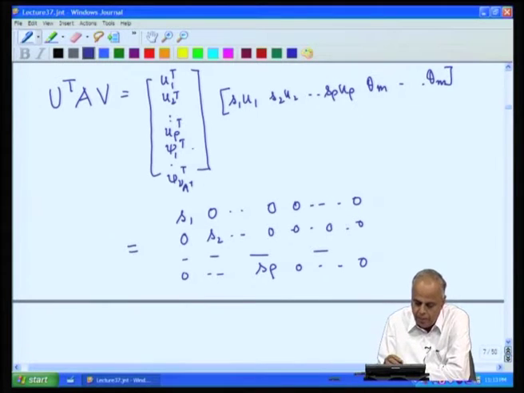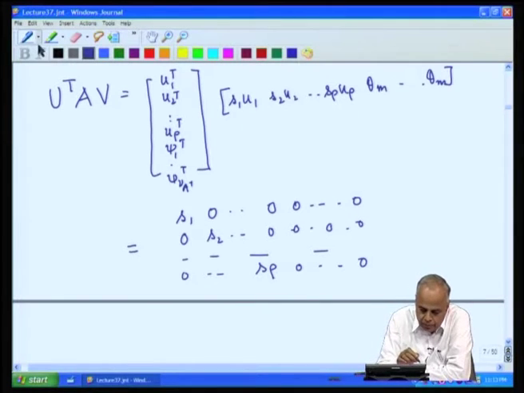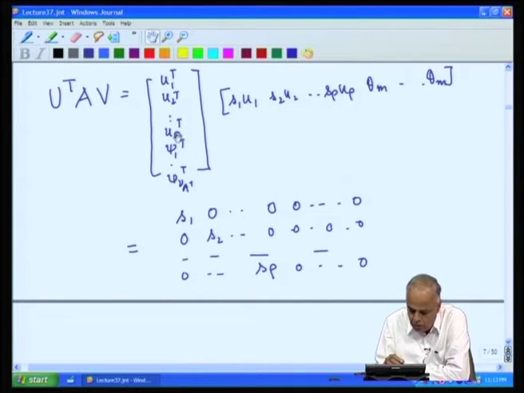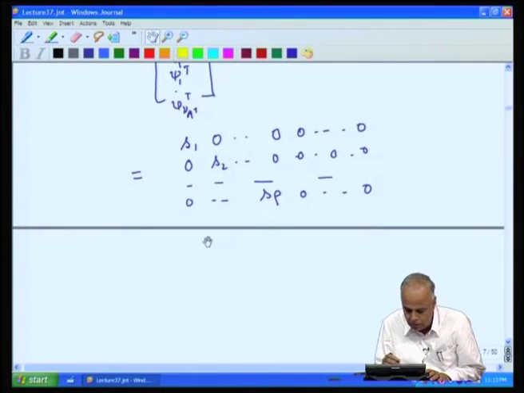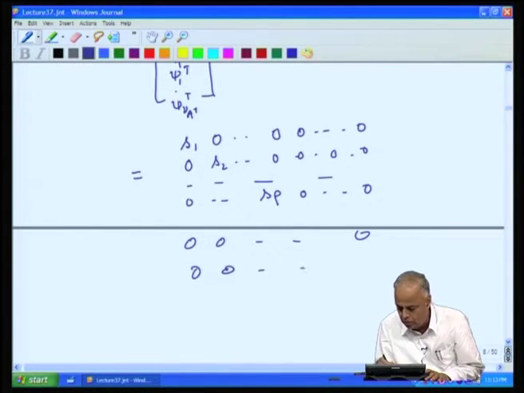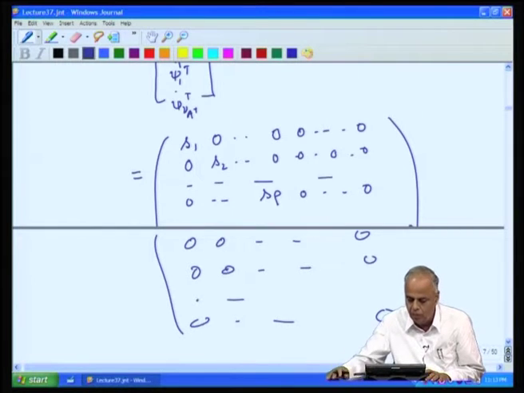Then beyond the rho-th row we have psi 1 transpose U 1, which is 0, psi 1 transpose U 2, that is 0, because they are orthogonal, psi 1 transpose U rho, that is 0, and psi 1 transpose the 0 vector, it is 0. So, all the other entries are 0 0 0, 0 0 0 and so on. So, we get a matrix like this, and let us see what it means.